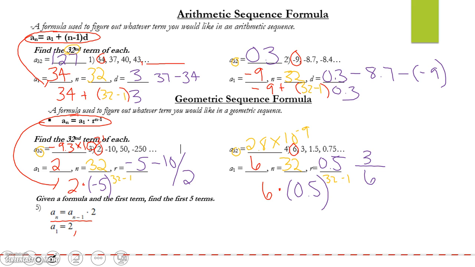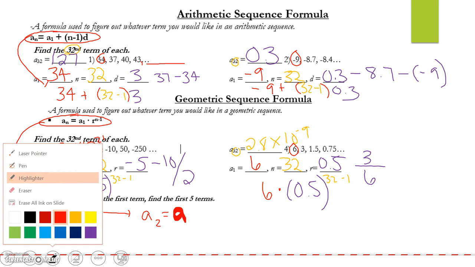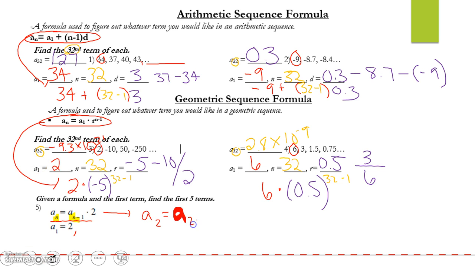So I'm going to find the second one first. So I'm going to take this formula, and I'm going to find a sub 2. So I'm plugging 2 in for this n and that n, because that's the second. I'm trying to find term number 2. So I plug in 2 for this n, and I already plugged it in for the first n.